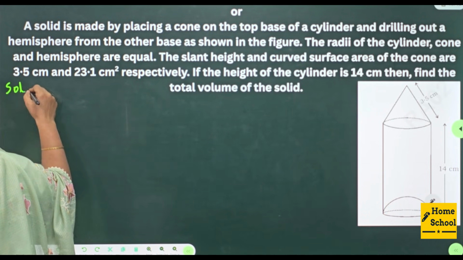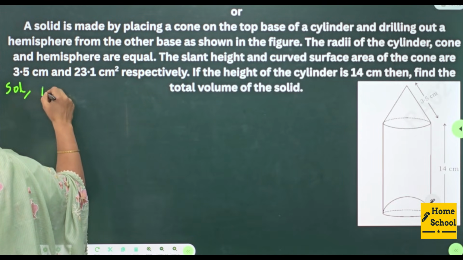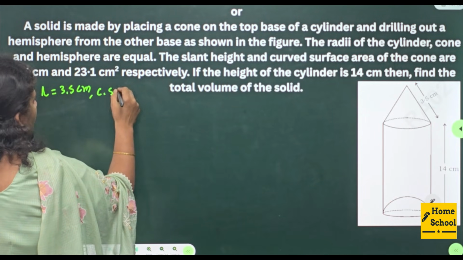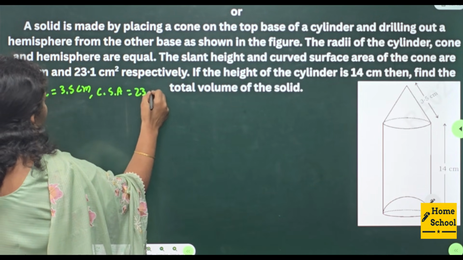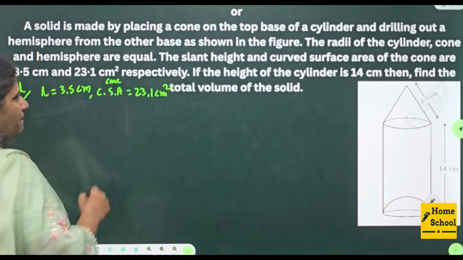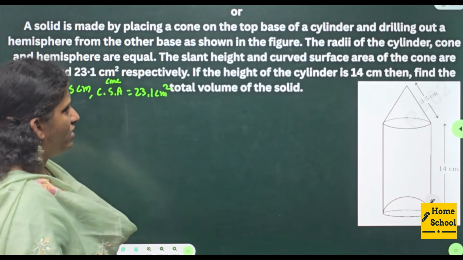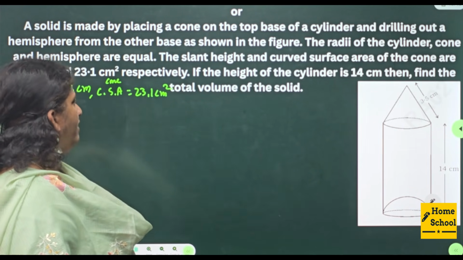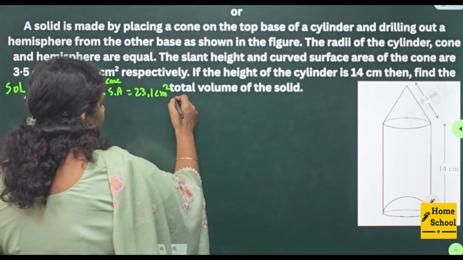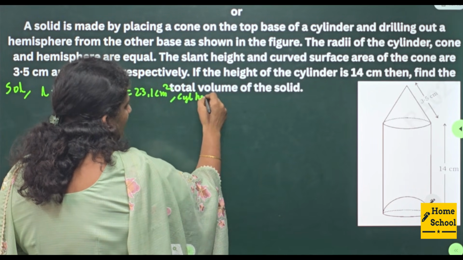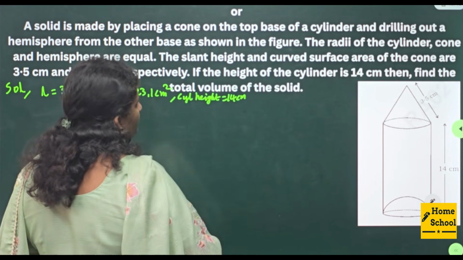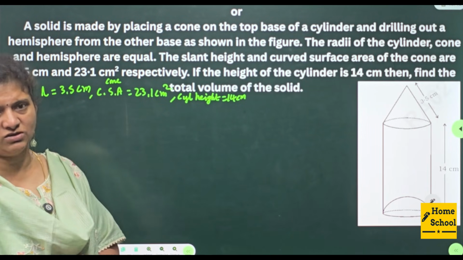The slant height and CSA of the cone are given. Slant height L is equal to 3.5 centimeter. CSA of the cone is equal to 23.1 centimeter square. If the height of the cylinder is 14 centimeter, then find the total volume of the solid. All radii are equal, children, and the cylinder height is 14 centimeter. So what is the total volume of the solid?